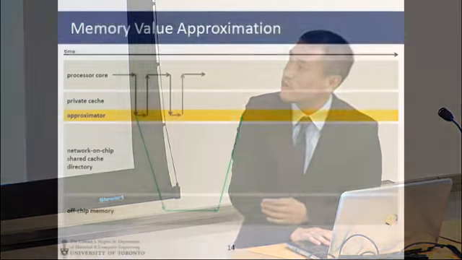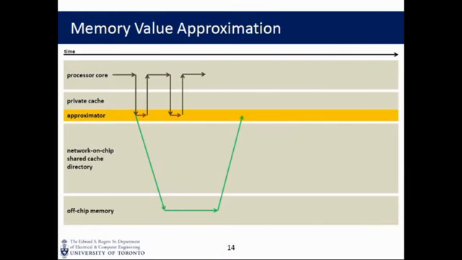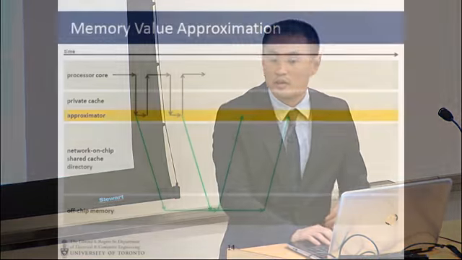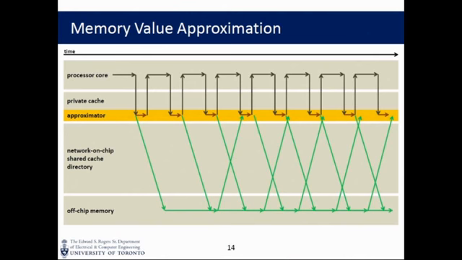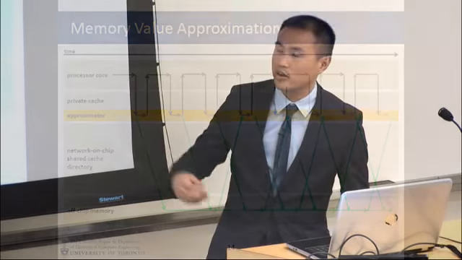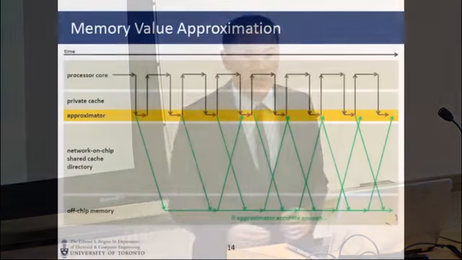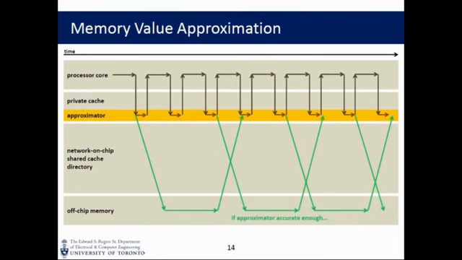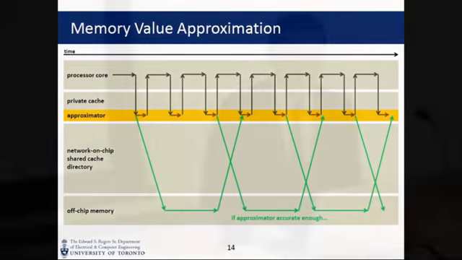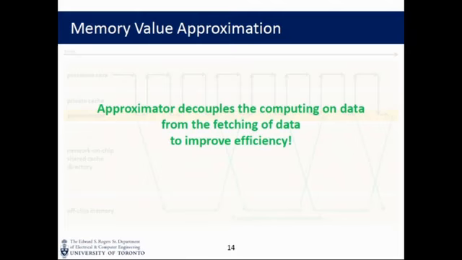And what you effectively have is this pipeline where the processor will access data from the approximator and continue its execution while in the background and off the critical path, you can go ahead and retrieve the actual values to better train your approximations. And what happens with this now is, if your approximator happens to be accurate enough, you can actually remove fetches from off-chip memory that were never possible before. And all that's possible because now we're able to decouple the fundamental computing on the data from the fetching of that data just by having some notion of the information that we process.